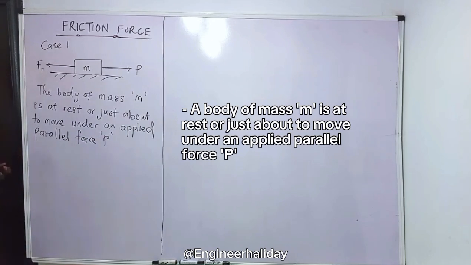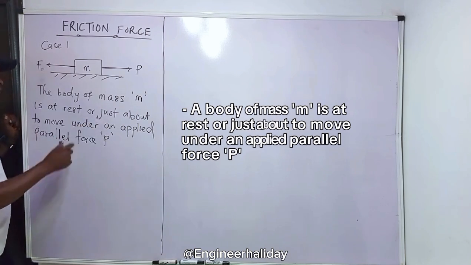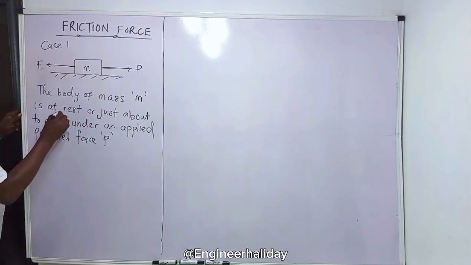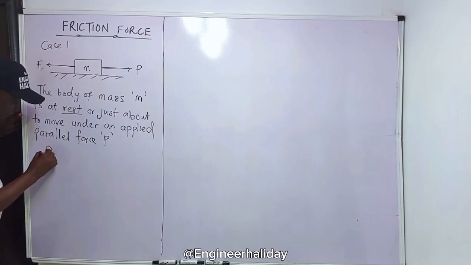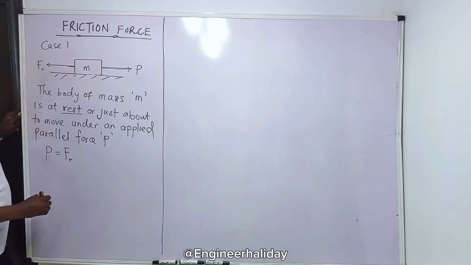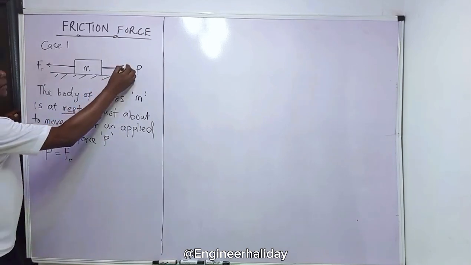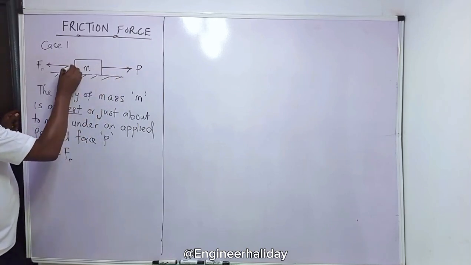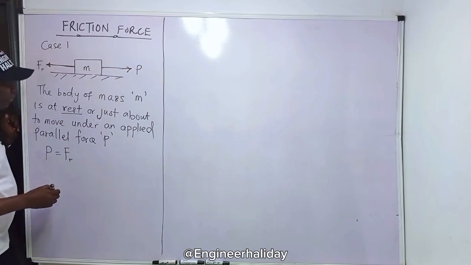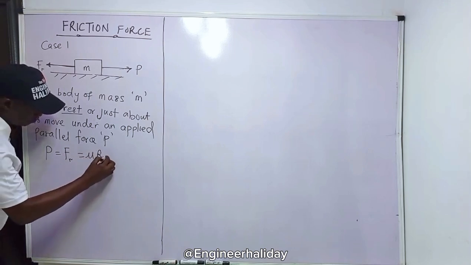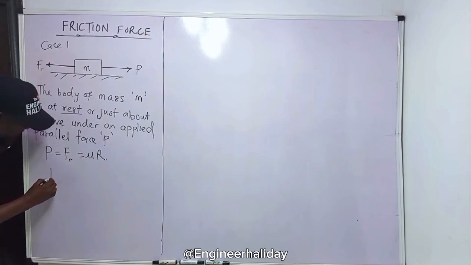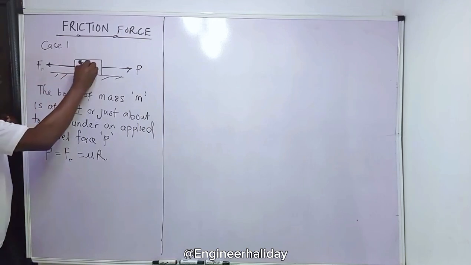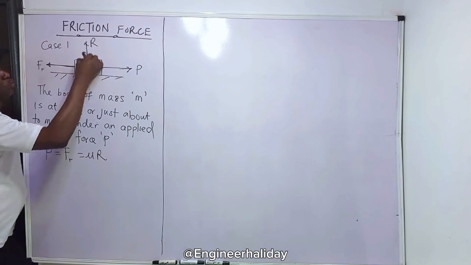Now in this case, I want to look at the body of mass M at rest or just about to move under an applied force. If it's at rest, please take note of that: your applied force P will be equal to Fr. That is to say, the applied force which is going forward and the frictional force Fr which opposes the motion will be equal, and they will be equal to mu R. Don't forget, first of all, there is a reaction upward that is equal to weight downward.